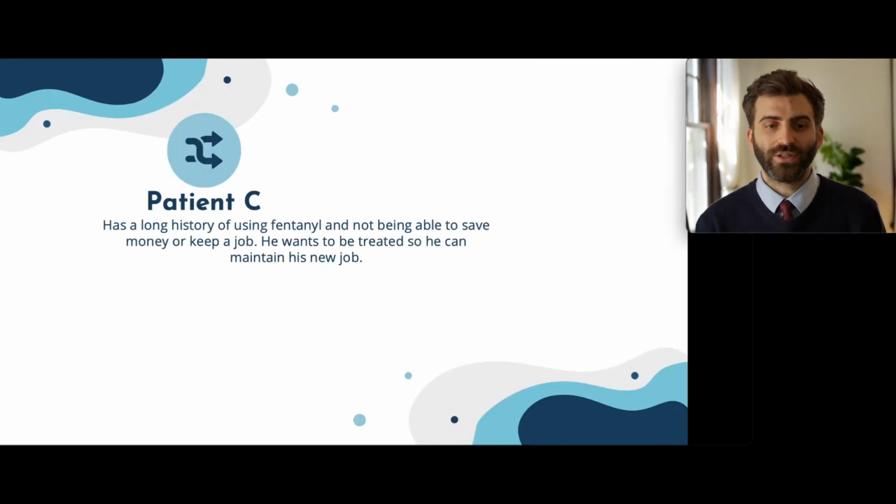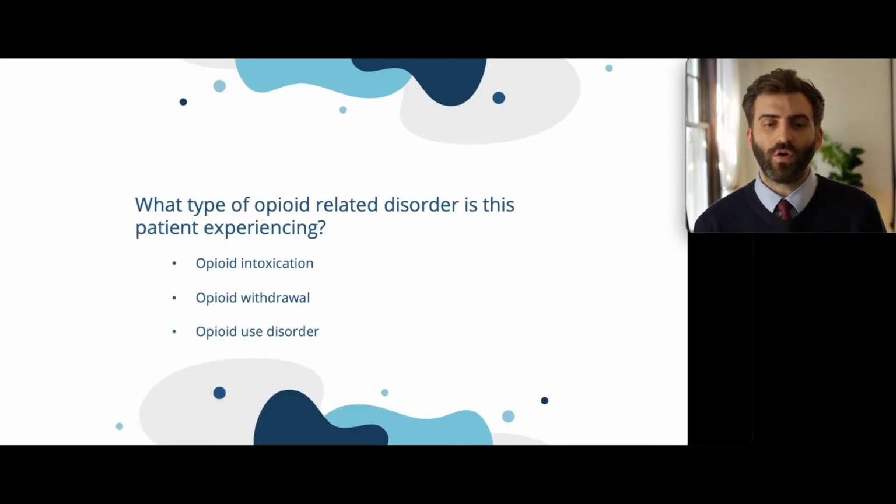Now we have patient C. So patient C has a long history of using fentanyl and not being able to save money or keep a job. He wants to be treated so he can maintain his new job. What type of opioid-related disorder is this patient experiencing? Opioid intoxication, withdrawal, or use disorder?